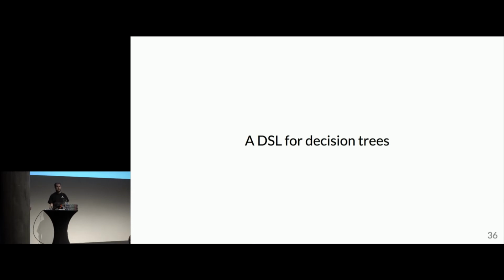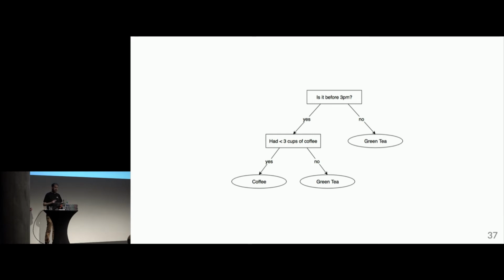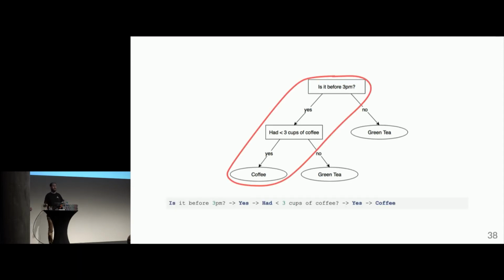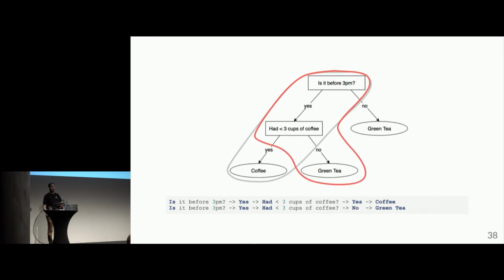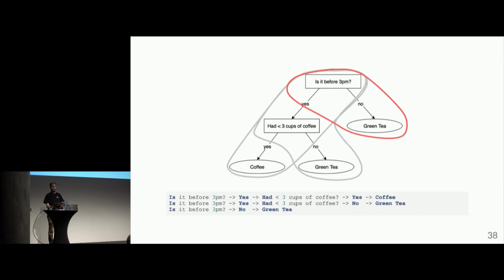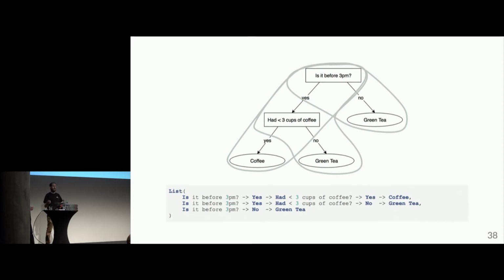And the process we took to basically end up at this DSL was to stop thinking about the tree as a whole or a direct representation, and instead think about it in terms of paths. Here's an example of a path. So this is saying, if it's before 3 p.m. and I've had less than 3 coffees today, get a coffee. And there's 2 more such paths through our tree. So then we thought, okay, let's try to represent a tree as a collection of these paths, or a list.